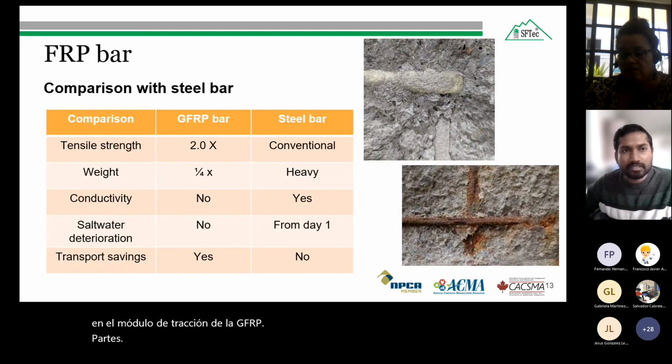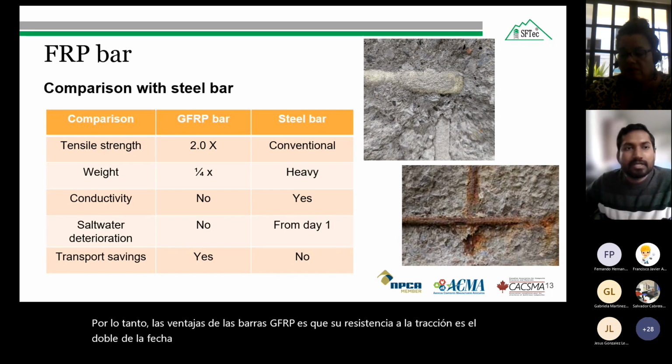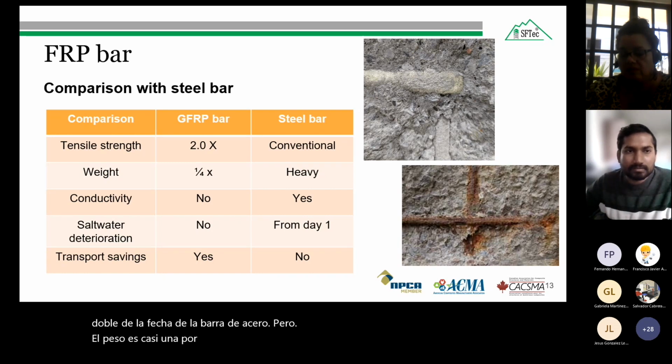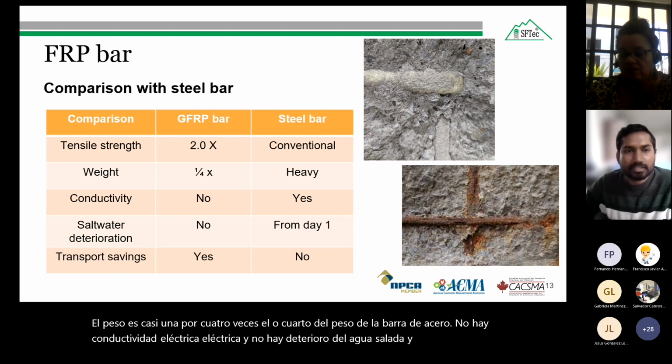So the advantage of the GFRP bars is that their tensile strength is twice that of the steel bar, but the weight is almost a quarter of the weight of the steel bar. There is no electrical conductivity, and there is no salt water deterioration, and you can save a lot of money in labor and transportation.